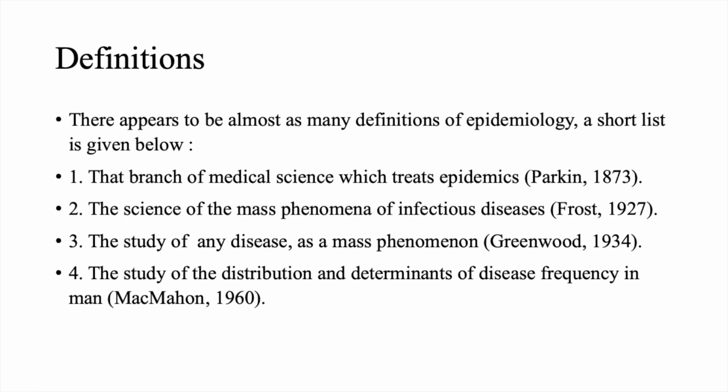So what are the definitions of epidemiology? In 1873, Parkin said that the branch of medical science which treats epidemics is epidemiology. In 1927, Frost said that science of the mass phenomena of infectious diseases is called epidemiology. In 1934, Greenwood came with the definition that the study of any disease as a mass phenomena is called epidemiology. And in 1960, McMahon gave a refined definition that the study of the distribution and determinants of the disease frequency in man is called epidemiology.